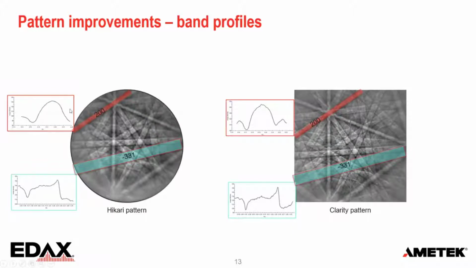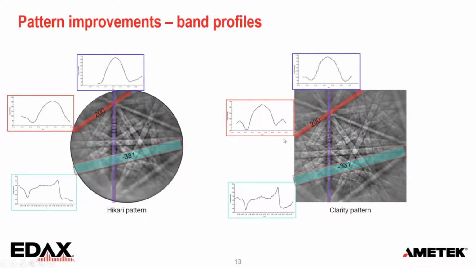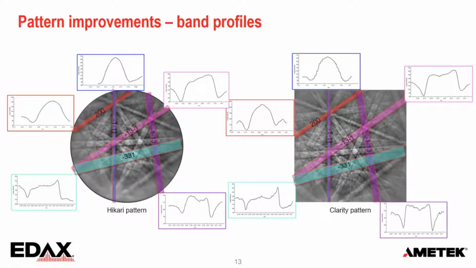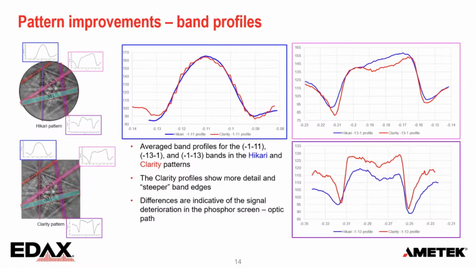Same here for the other ones, very smooth. We get a little bit more here. This one is more pronounced. Here you can actually see a number of the higher order reflections that are extending to both sides of the 111 band and so on. So you can do that for a number of different bands just to see the difference.